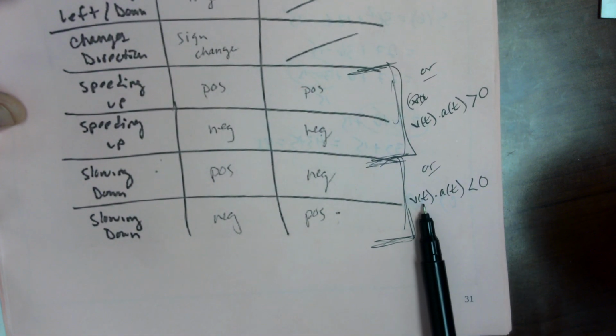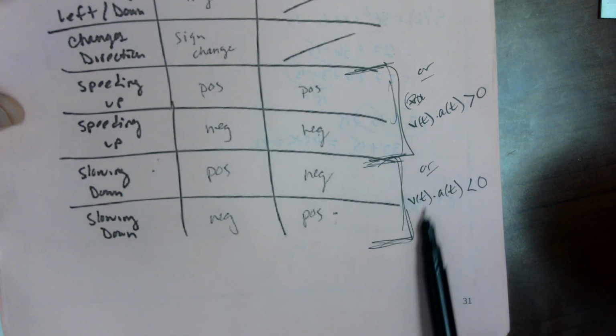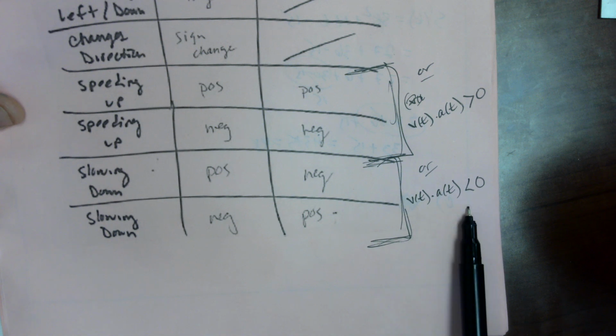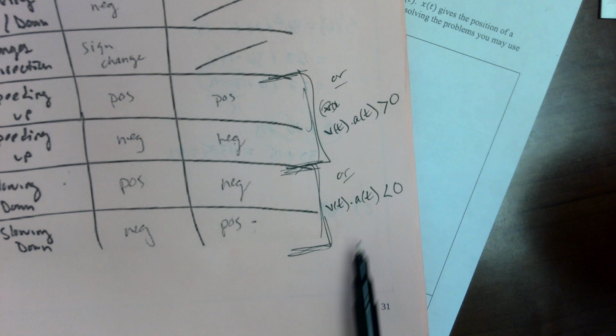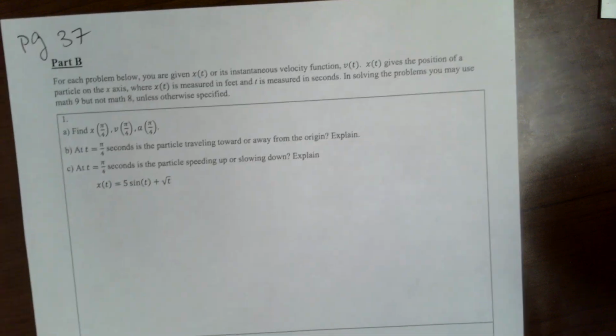And then slowing down would be if velocity and acceleration have opposite signs, but another way of verifying that would be to see if the product of velocity and acceleration were negative. So we're going to use that. You should write this, guys, on page 31. Okay, and now we're on page 37.